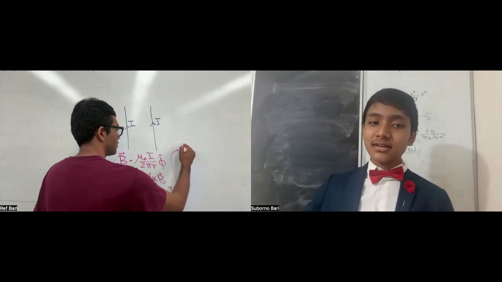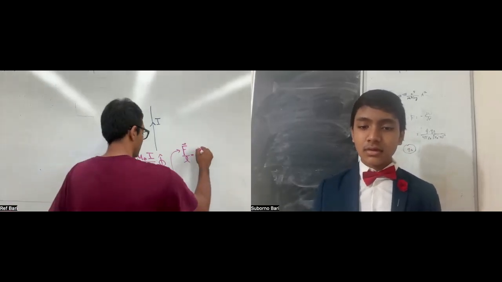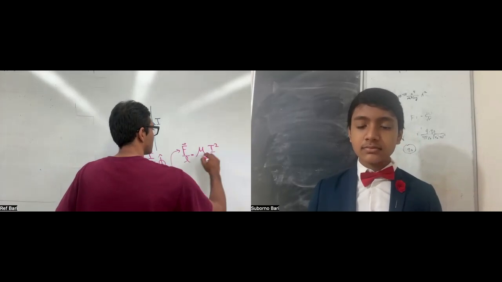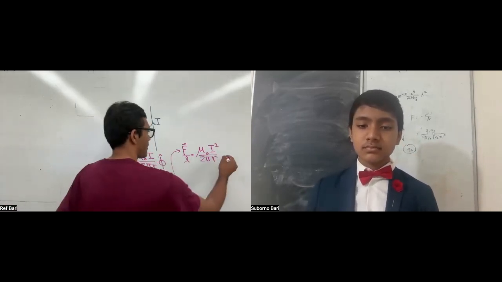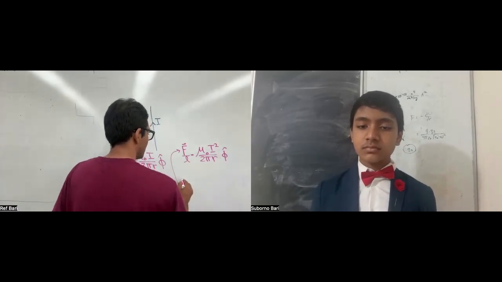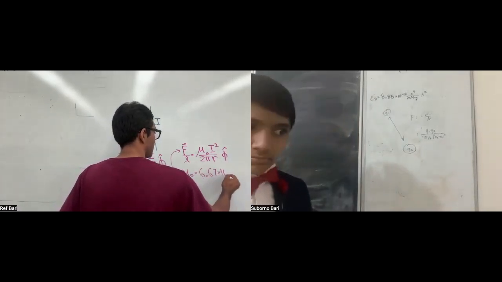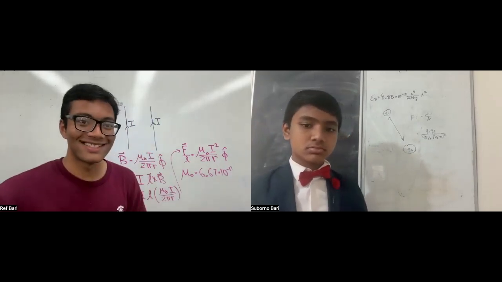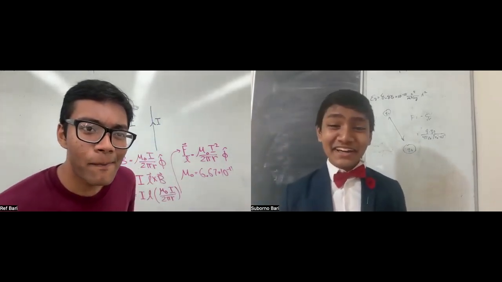Isaac, pay attention now. F over L is equal to what? Mu naught I squared. All right, now write the value of mu naught. You remember? No, not 6.67, that is the big G. 6.67 times 10 raised to negative 11.